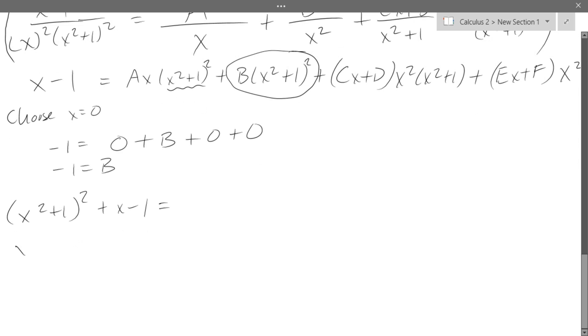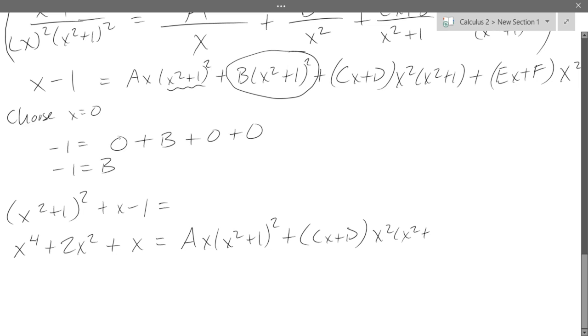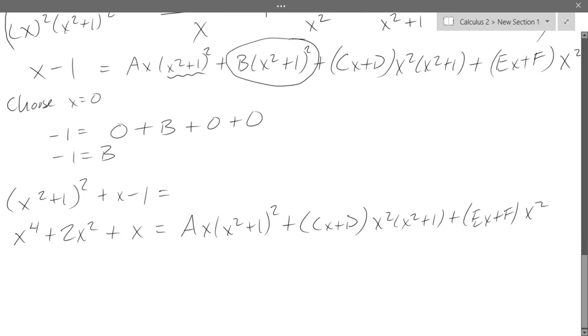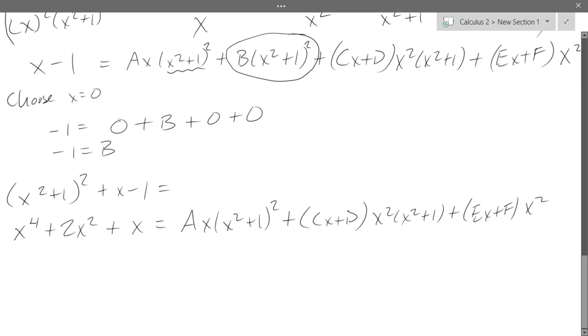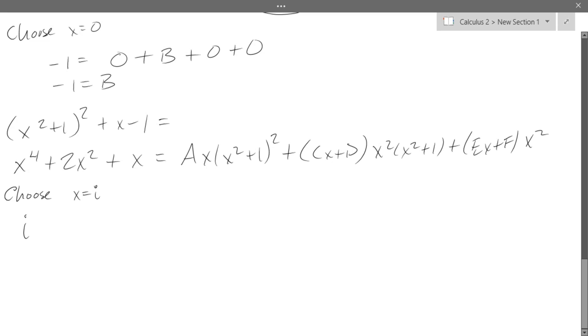Now I'm going to FOIL it out. X to the fourth plus 2x squared plus 1 minus 1 cancels plus x. Now we're ready to try I. Let's go with positive I. It'll probably be a little easier than negative I. So I'll just do the positive I. So we get I to the fourth plus 2I squared plus I equals.